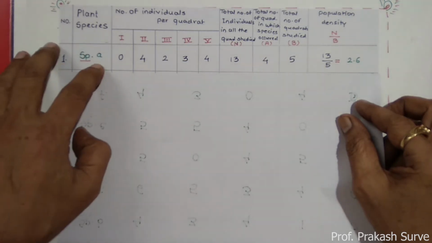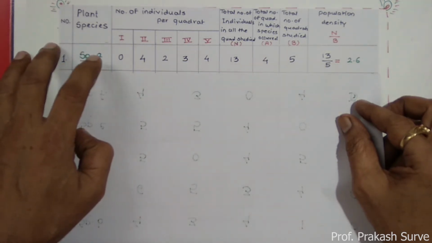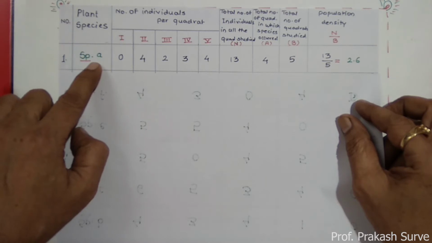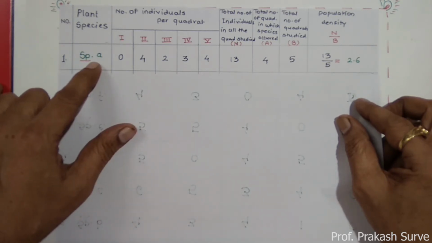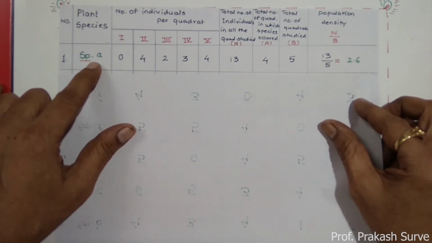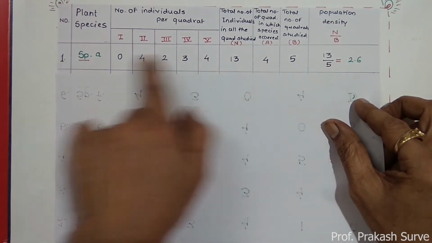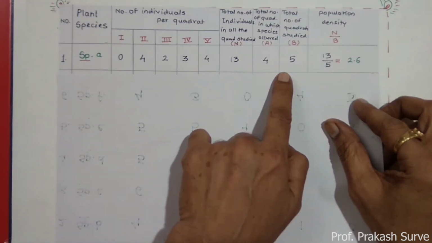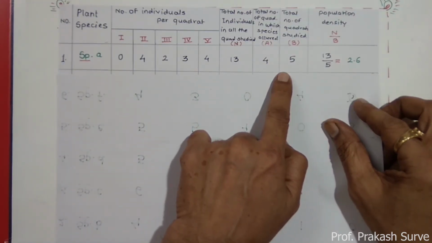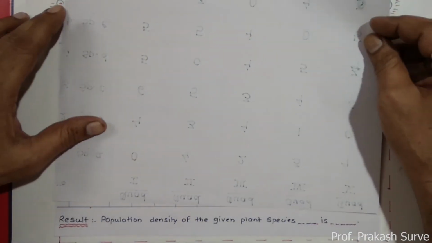Suppose species B, or instead of B, any one of C, D, E or F, is given to you during the exam for the 3 marks. So in the exam you have to prepare the table like that, write all this information and do the calculation. For writing this part you will get 2 marks, and 1 mark you have to write the result.